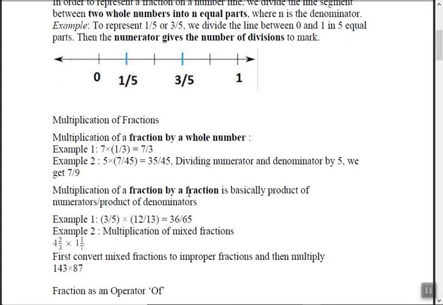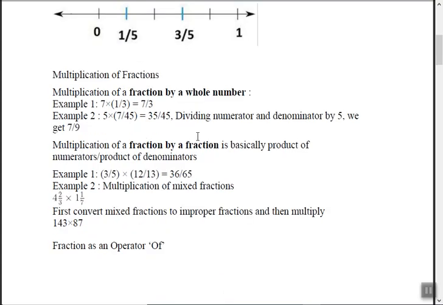Multiplication of a fraction by a whole number: 7 into 1 upon 3. Multiply numerator with numerator, denominator with denominator. For 7 there is nothing below in the denominator, which means it's 1. So 7 into 1, and denominator 1 into 3. So 7 upon 3 is the answer. Same logic for fraction by fraction multiplication: 3 upon 5 into 12 upon 13. So 3 into 12, 13 into 5. So 36 upon 65. This is the way we multiply.